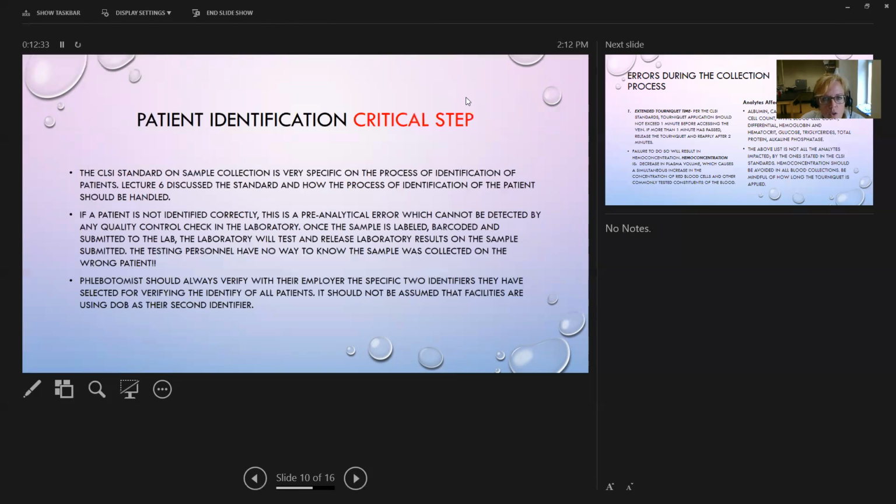So please make sure you know your facility's policies and procedures as to which 2 specific identifiers for patient ID are used. Not all facilities use date of birth as their second identifier. Some of them may assign patients a specific medical record or other number.